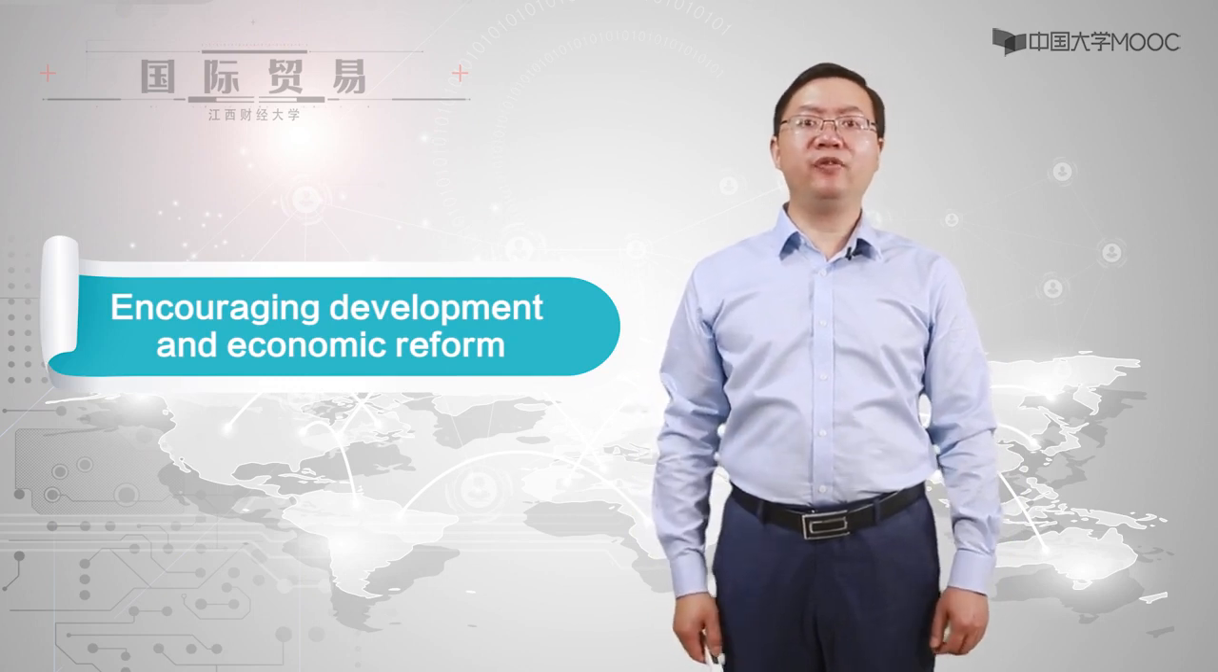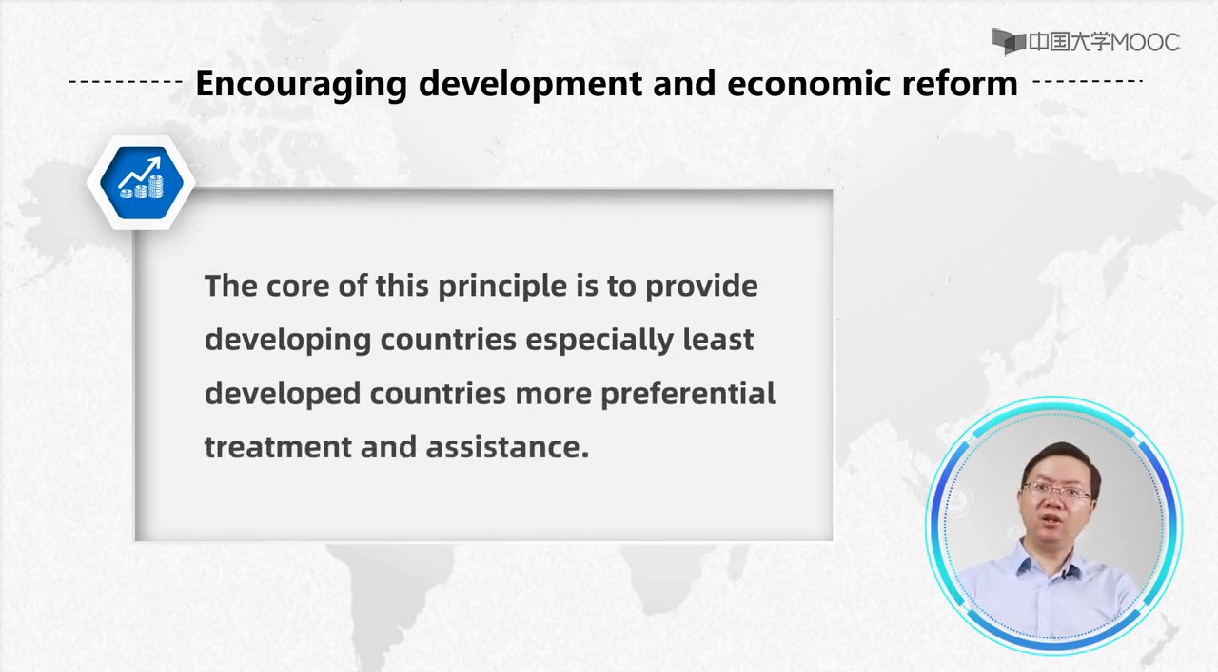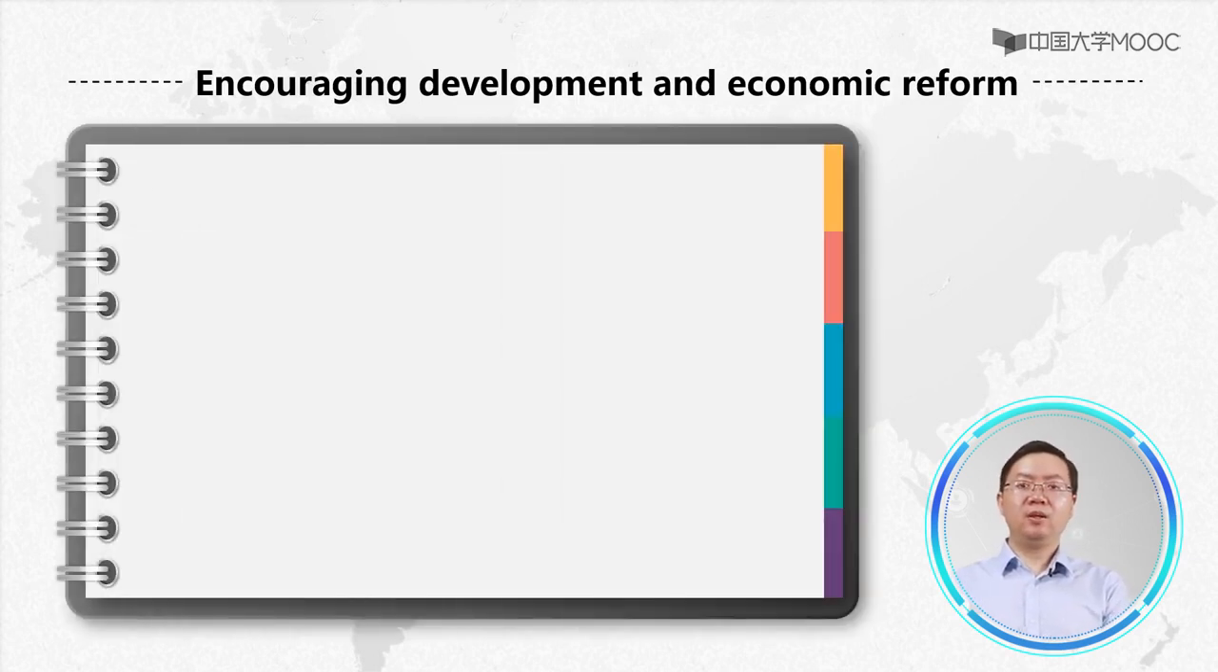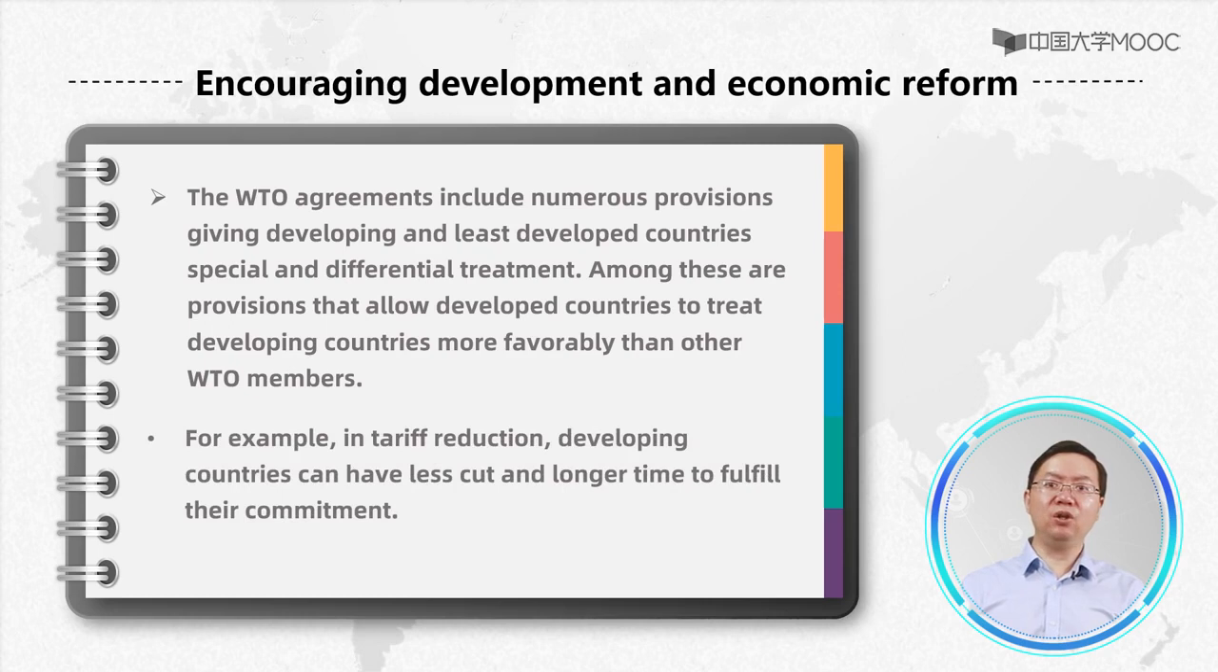The last principle is the principle of encouraging development and economic reform. The core of this principle is to provide developing countries, especially least developed countries, more preferential treatment and assistance. The WTO agreements include numerous provisions giving developing countries and least developed countries special and differential treatment. Among these are provisions that allow developed countries to treat developing countries more favorably than other WTO members. For example, in tariff reduction, developing countries can have less cut and longer time to fulfill the commitment.